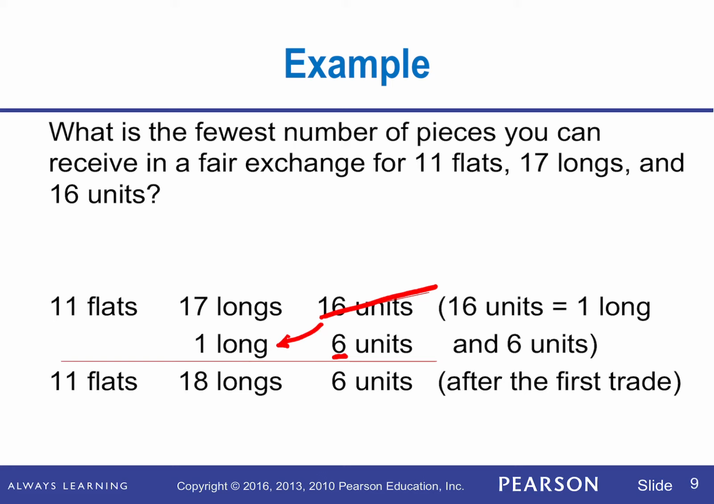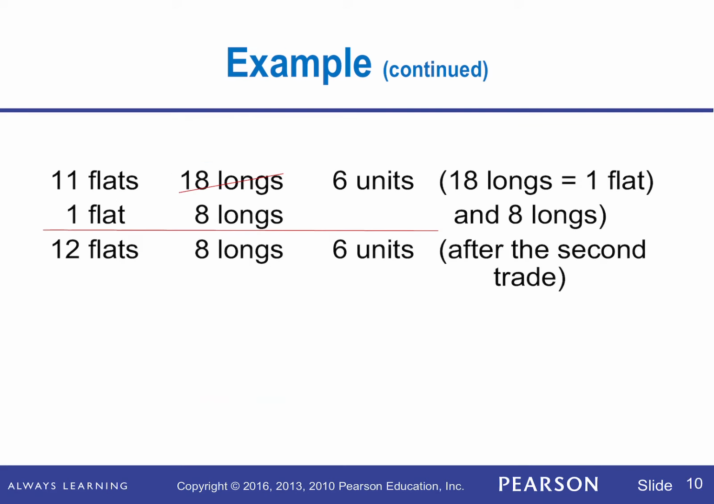So now I have 11 flats, 18 longs, and 6 units. I can't do anything more with the units, so I'm going to move up to the longs. I have 18 longs. Anytime I have 10, I can glue those together and move them up to the flats. So I'm going to break that 18 into the 10 longs to get 1 flat, and then 8 remaining longs. Okay, so that's what we're doing off to the side. And so I'm going to trade 10 of those here to get a flat, so I'm increasing my flats by 1. And I've got 12 flats, 8 longs, and 6 units after that trade.